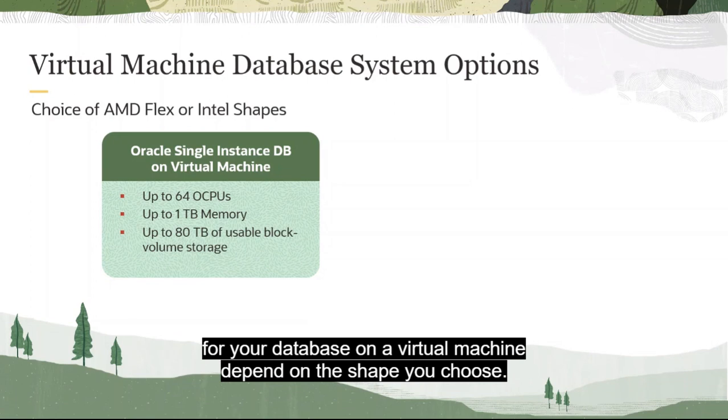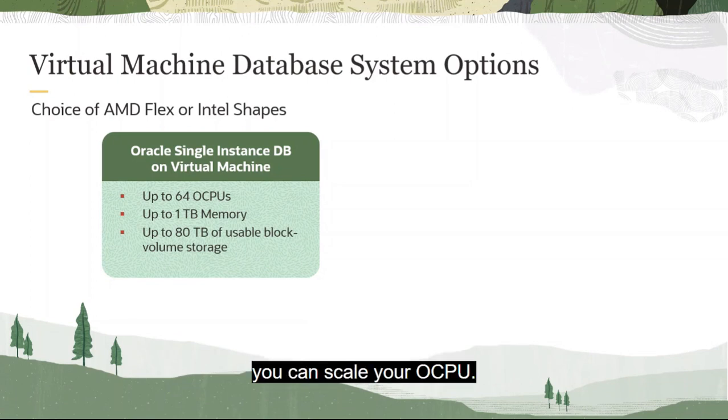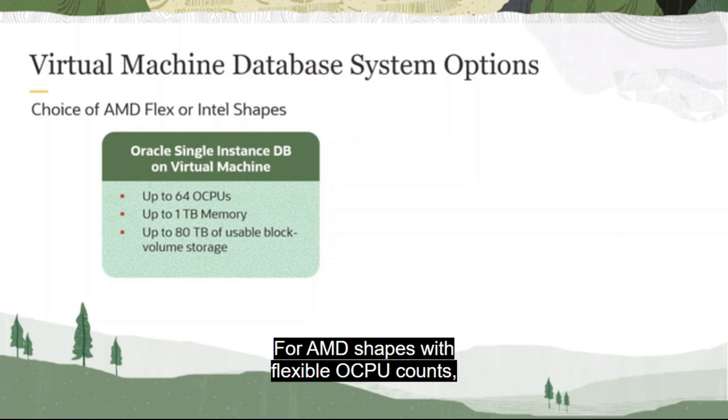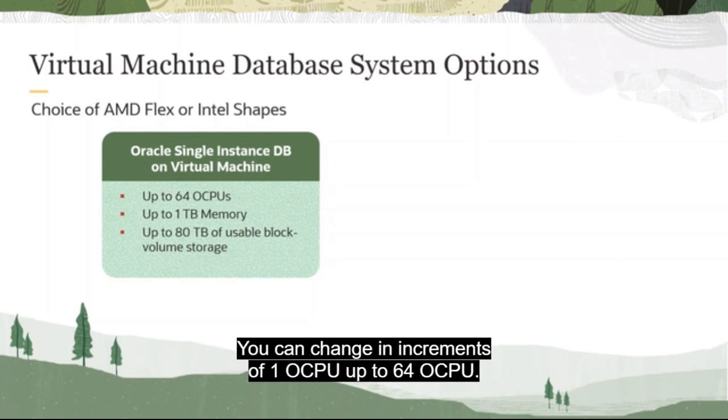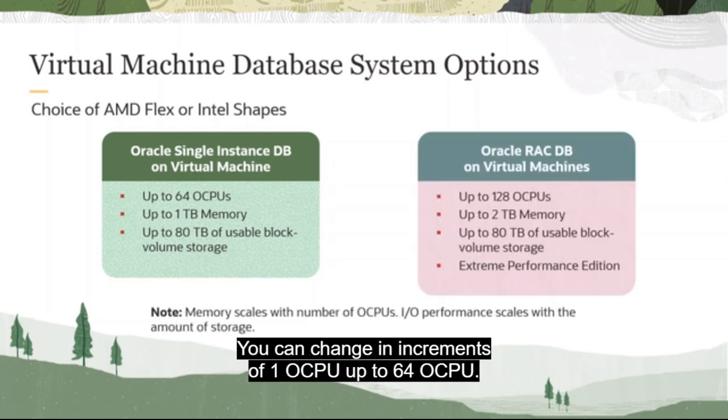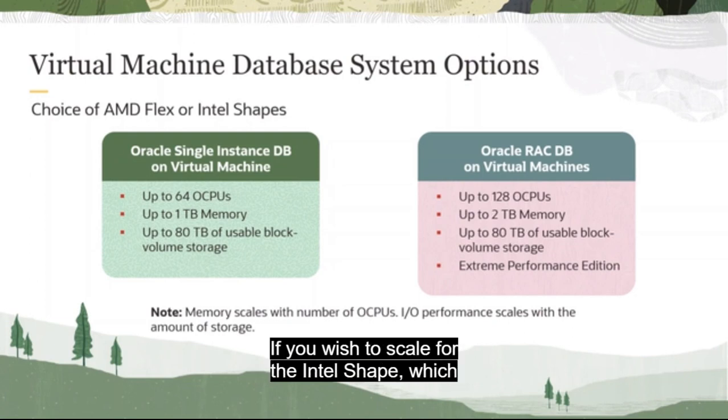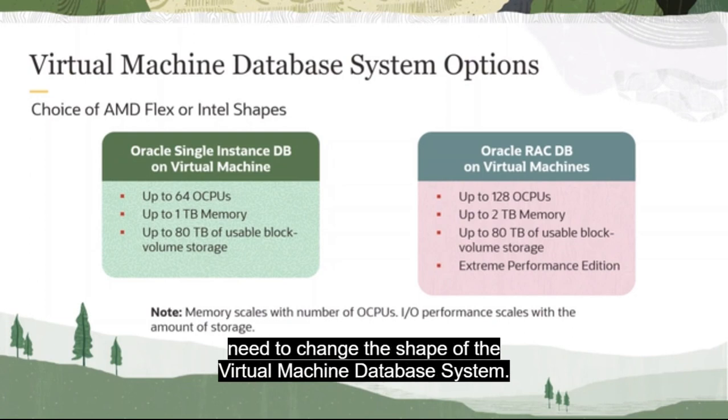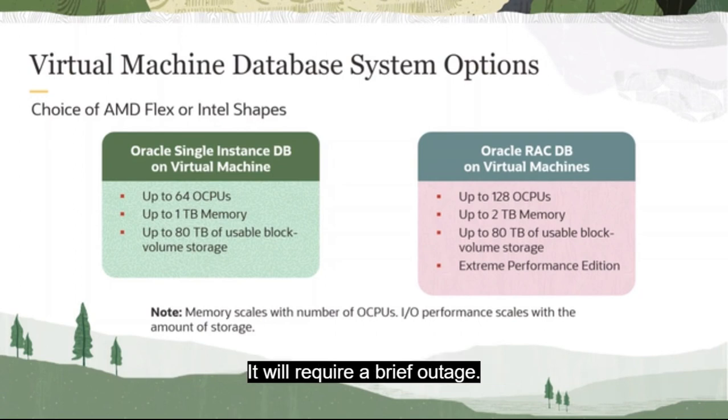The maximum number of OCPUs, memory, and storage for your database on a virtual machine depend on the shape you choose. After creating your virtual machine database system, you can scale your OCPUs. For AMD shapes with flexible OCPU counts, you can use the OCPU slider in the console to adjust the desired OCPU count for your VM shape. You can change it in increments of 1 OCPU up to 64 OCPUs. If you wish to scale for the Intel shape, which has a fixed CPU count per shape, you will need to change the shape of the virtual machine database system. It will require a brief outage.